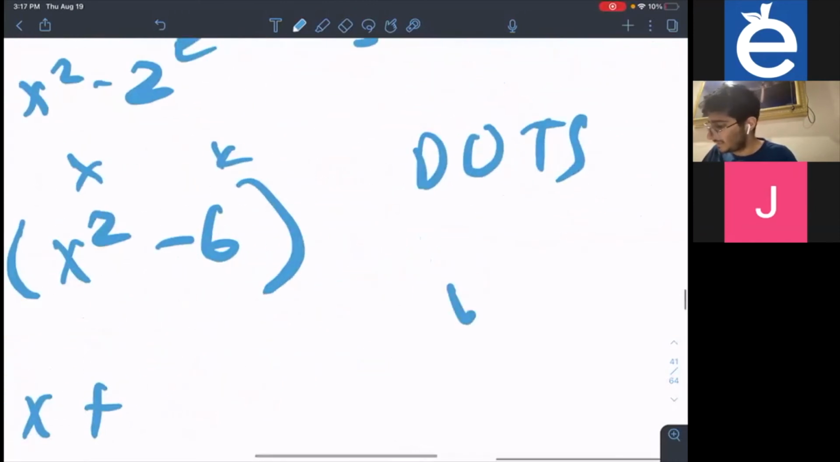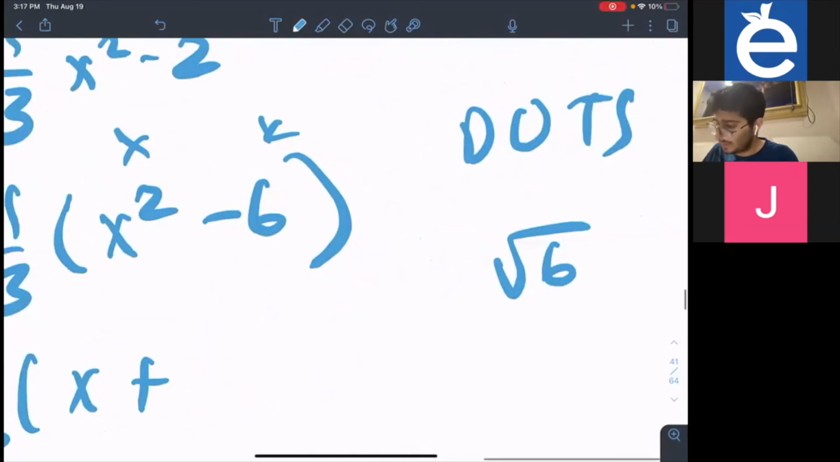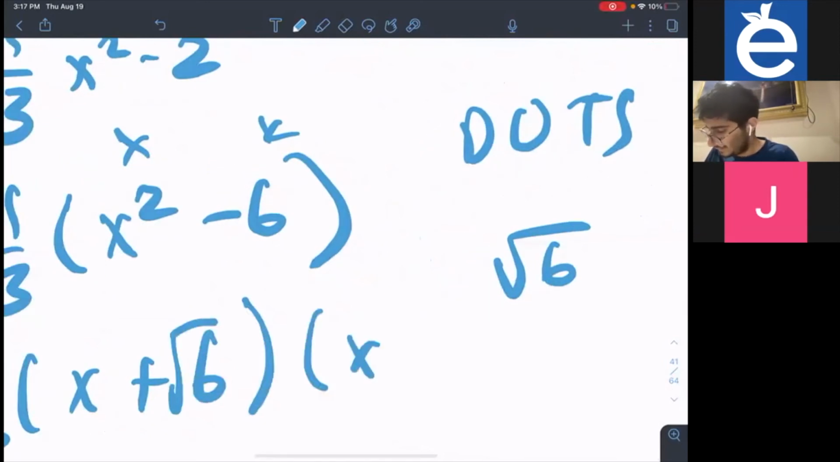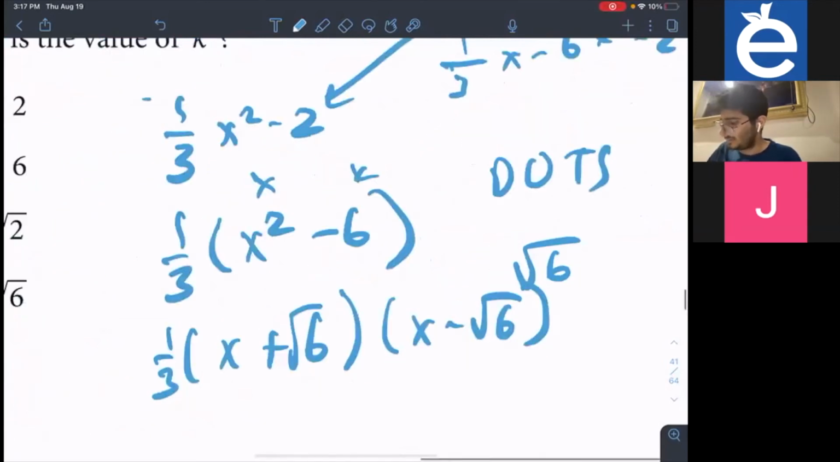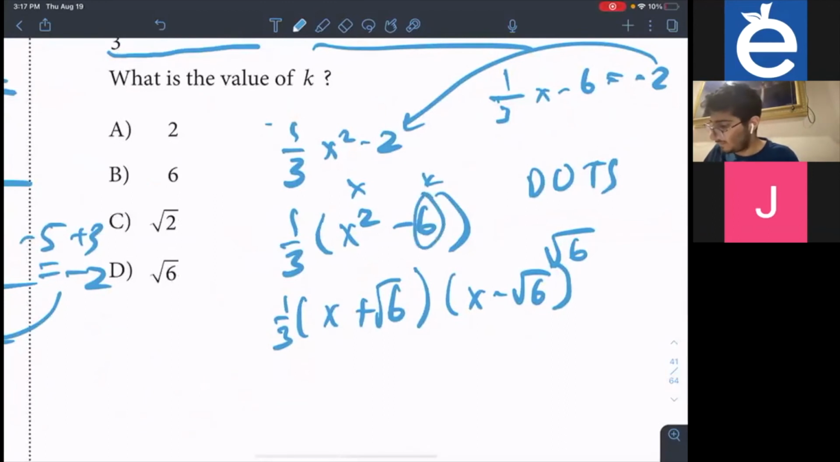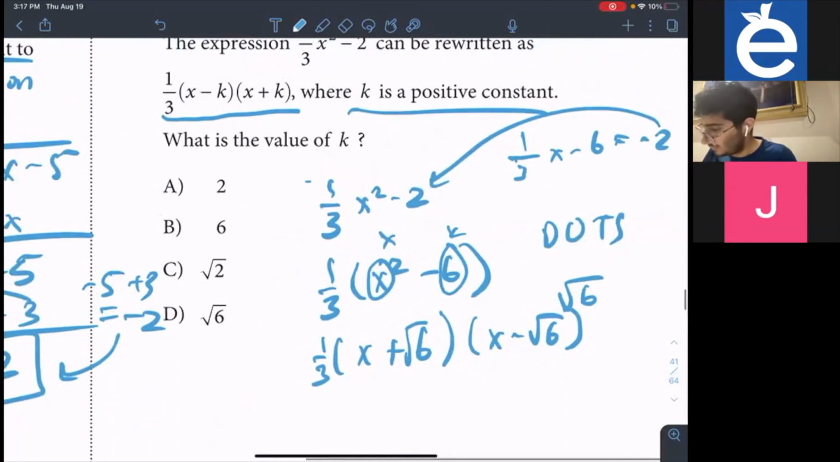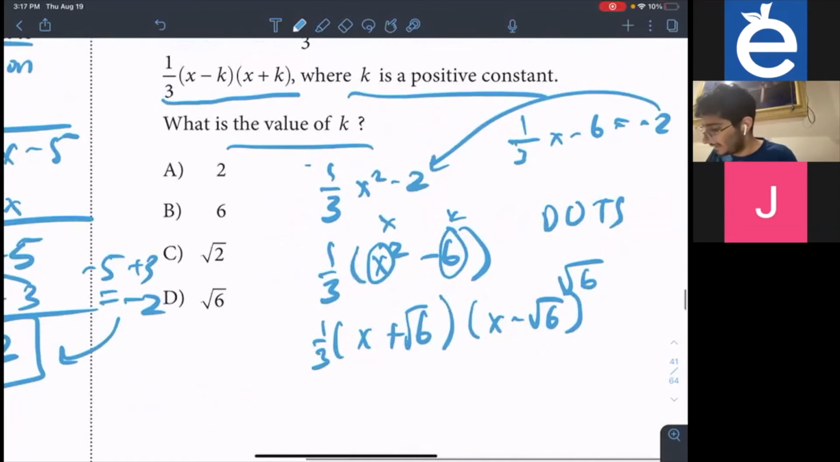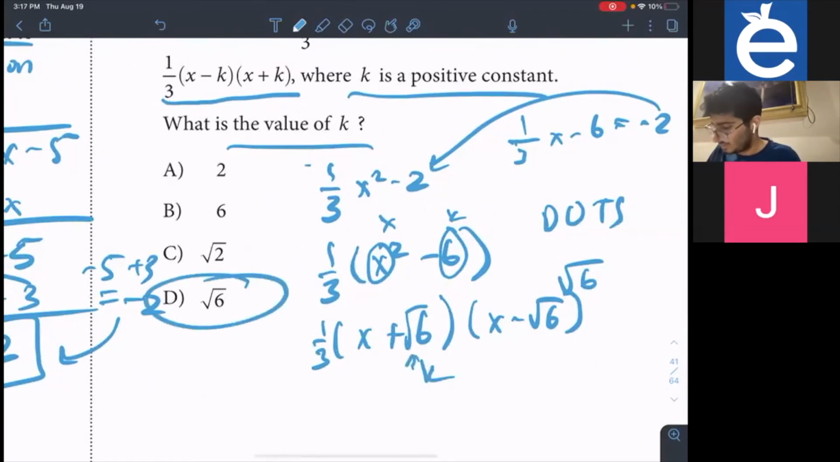So what's the square root of 6? The square root of 6 is just radical 6. So it'd be radical 6 and then x minus radical 6, because this is the k right here, and this is the x. So it's asking for the value of k. So the value of k is radical 6, choice D.